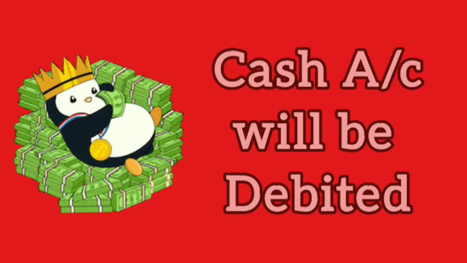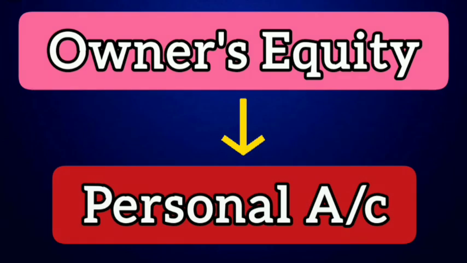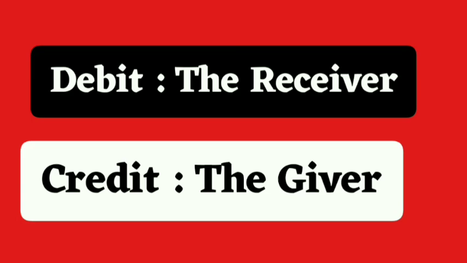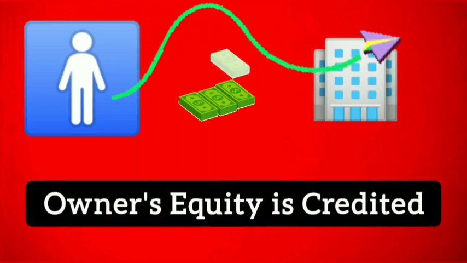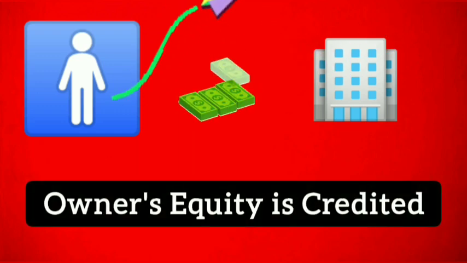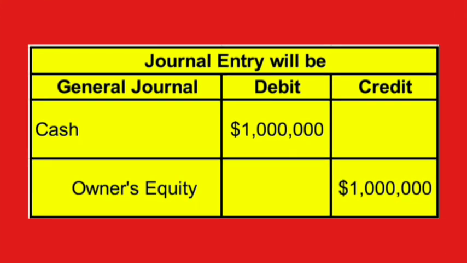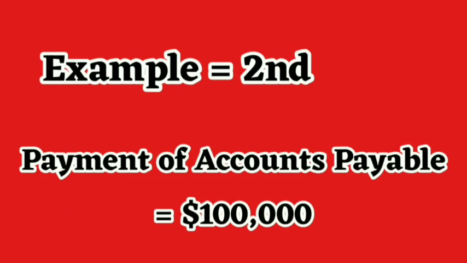Since cash is coming into the business, cash account will be debited. Next, owner's equity account is a personal account. Therefore, the second golden rule will be applied. Debit the receiver, credit the giver. Since the owner is giving cash to the business, his account will be credited. That is, owner's equity account will be credited. Therefore, the journal entry would be cash account debit to owner's equity account $1 million. Let's take one more example so that you get clarity about the topic.